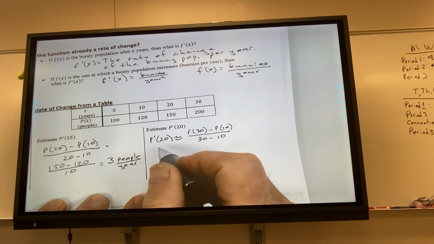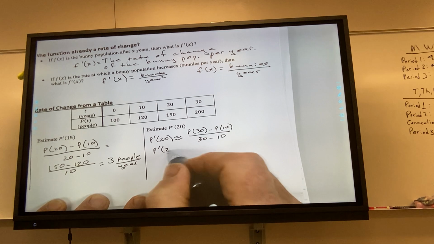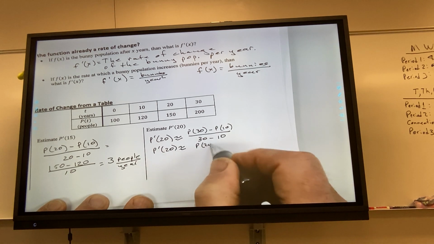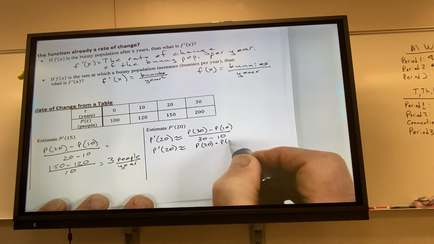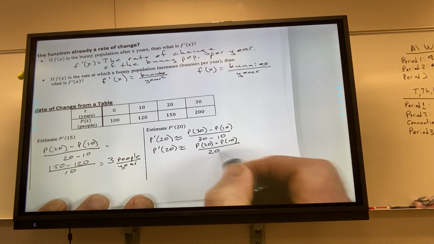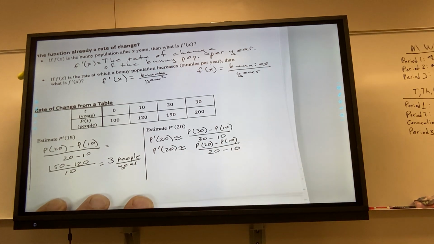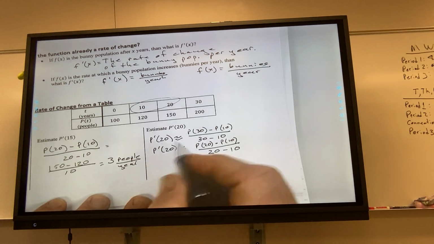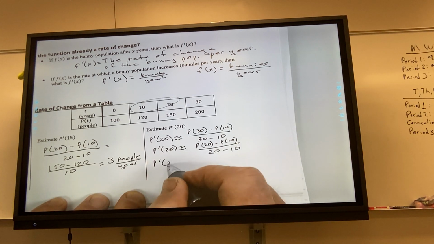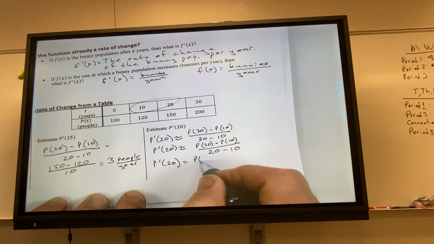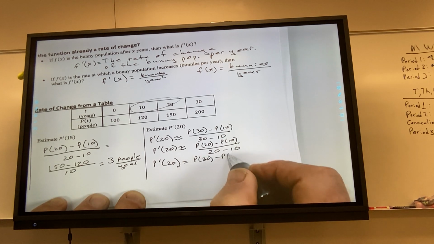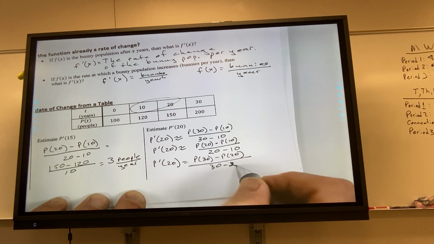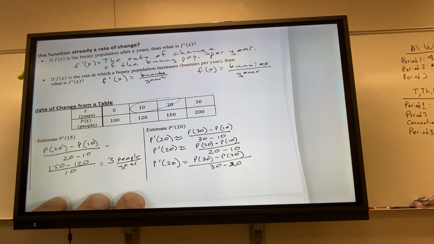Or you could do it this way: P of 20 minus P of 10 over 20 minus 10. I'm using these two right here. Or you could do it this way: P of 30 minus P of 20 over 30 minus 20. When they give you a value like that, they'll approximate.